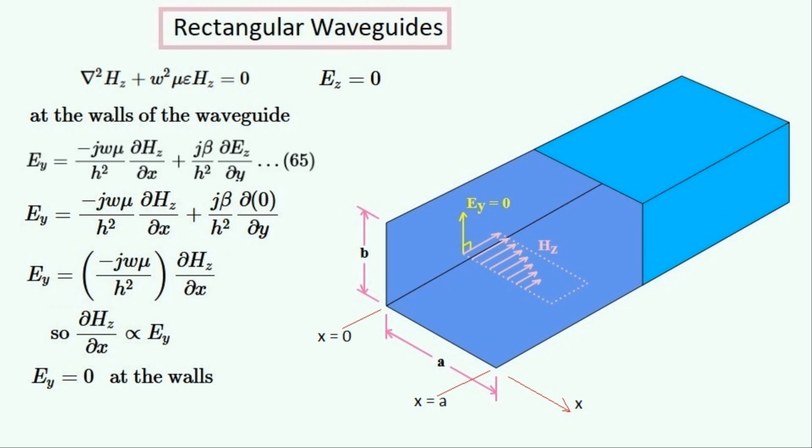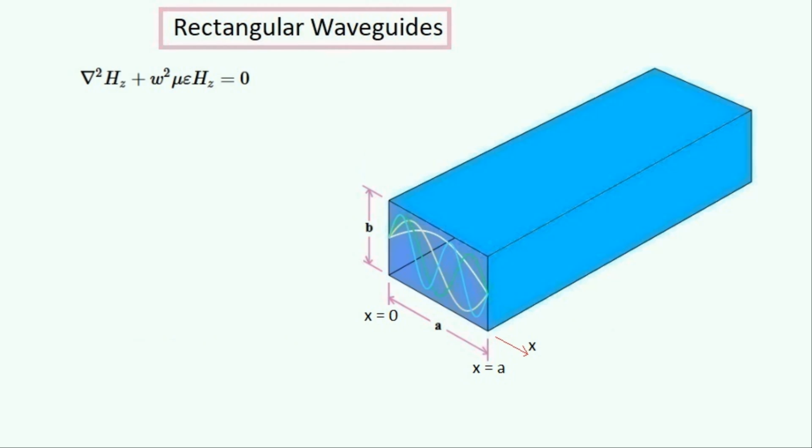Since EY is 0 at the walls, then the derivative of HZ with respect to x is also 0 at the walls. Looking at the diagram where EY and HZ are, showing their directions when they aren't equal to 0, we can see that the derivative of HZ with respect to x is also 0 at the walls, and so HZ is a cosine function of x, which we'll have to show later more formally.